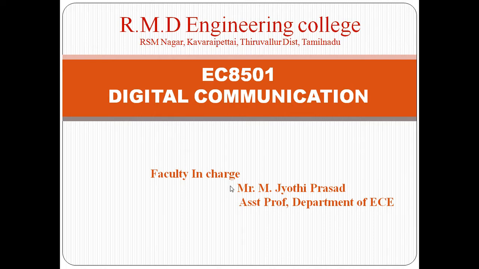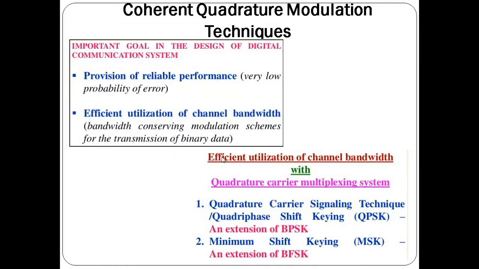Today, I am going to discuss quadrature phase shift keying (QPSK). In the earlier video, we discussed binary phase shift keying, how the generation and detection happened, and what the probability of error is. The important goal of the design of a digital communication system is reliable performance and efficient utilization of bandwidth. These are the main motives of a digital communication system.